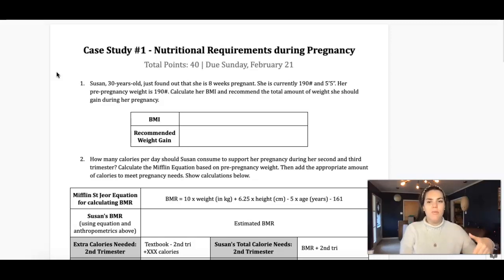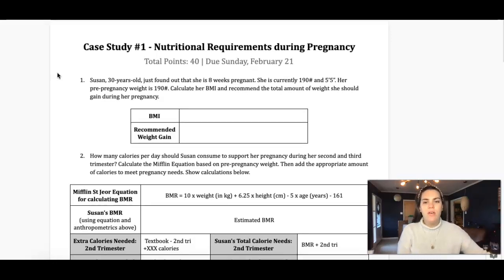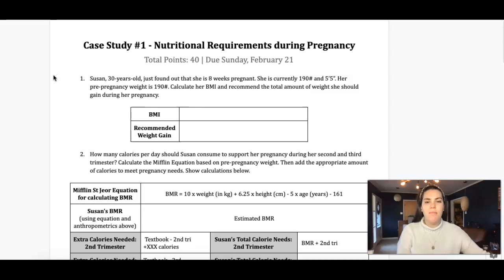With a case study on a woman who is expecting. So first off, you're going to need to calculate her BMI, and based off of her BMI, make a recommendation for weight gain throughout pregnancy. So we want to make sure that you're being mindful of which weight you are using. We see that the pre-pregnancy weight and the current weight are the same, so that makes it a little bit easier for you. But you know the formula for BMI. We did lots of these in class, and so you should be able to do that.